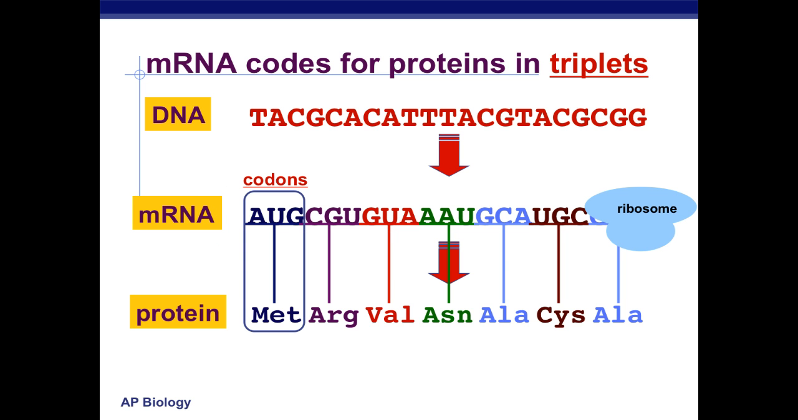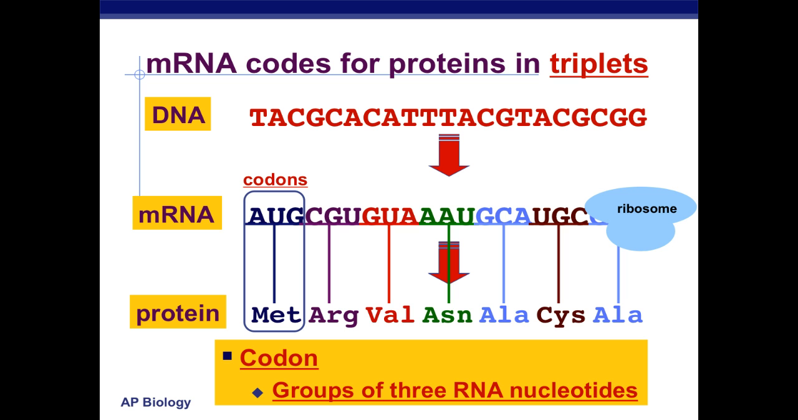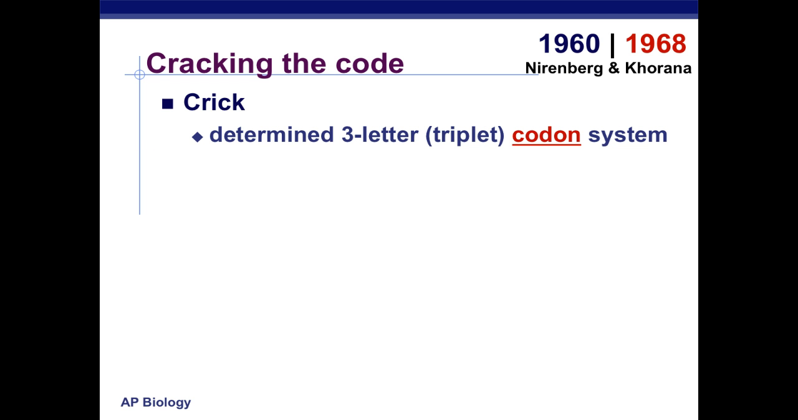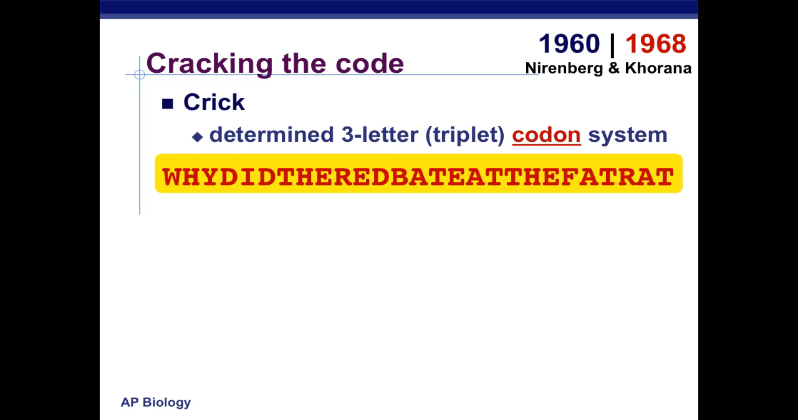So these three letters, this triplet, is referred to as codons, which means they code for a certain amino acid. So codons are groups of 3 RNA nucleotides. So cracking the code, Crick determined that there was a 3-letter triplet or codon system. So why did the red bat eat the fat rat? So he determined that for every 3 letters, there was a 3-sequence codon.